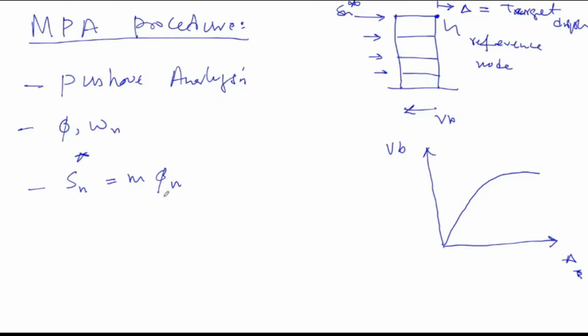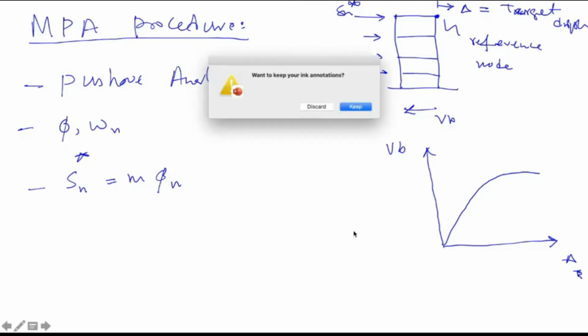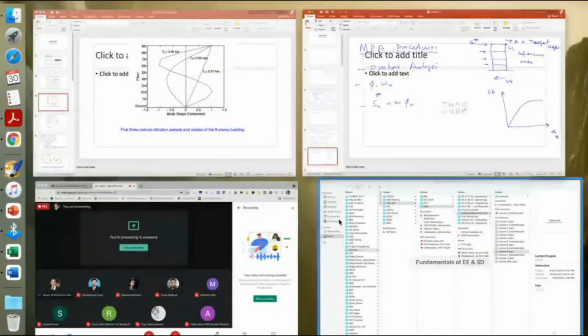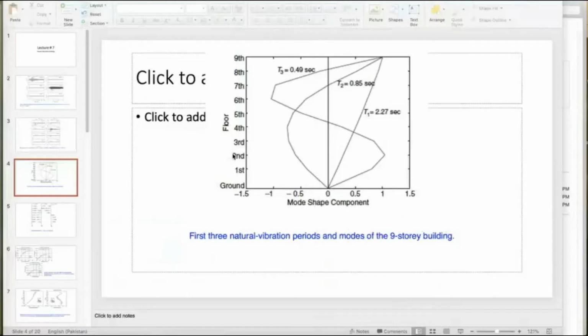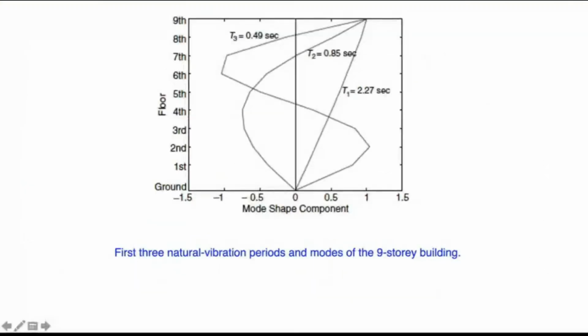Once these pushover curves are obtained, which are also called capacity curves for various modes, let me go back to the other slide. The same is explained here. Let's say this is an example building of 9 stories. You can see that there are 3 modes shown for this 9-story building, and for the 3 modes, the vibration periods are shown. T1 is 2.27, T2 is 0.85, and T3 is 0.49.